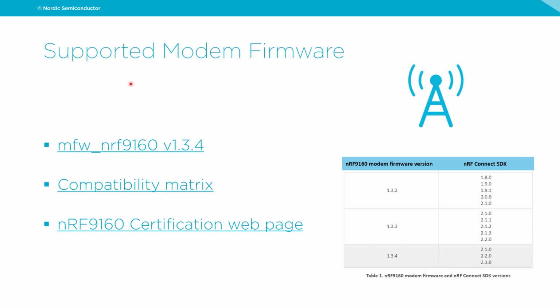And to close on cellular, the latest nRF9160 modem firmware version is version 1.3.4. You have a direct link here, and it is compatible with nRF Connect SDK versions 2.1 up to 2.3.0. There is also a link to this compatibility matrix and a link to the nRF9160 certification webpage. This now concludes the cellular portion of the webinar.